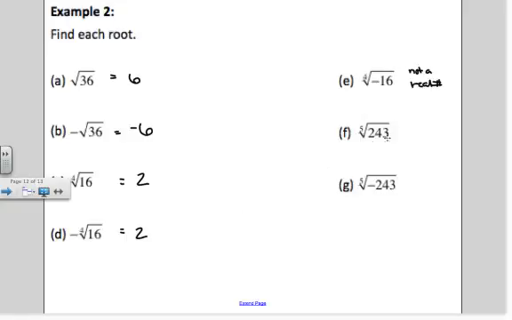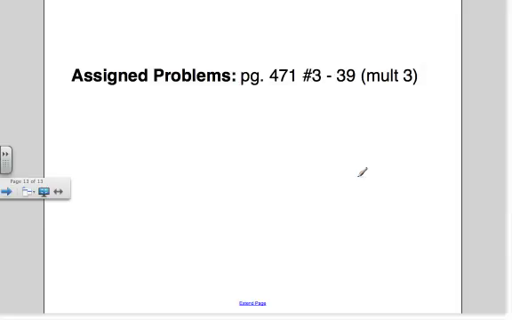Now, the 5th root of 243, I know, is 3. And the 5th root of -243, since this is an odd index, this would be -3. It's okay to have a negative radicand when it's an odd power, or an odd root.